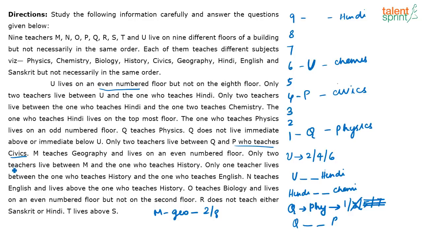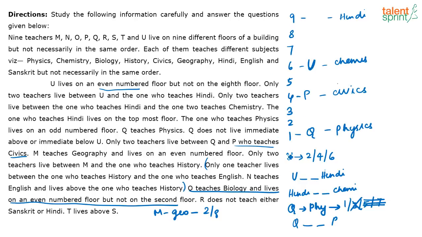Only 2 persons live between M and the one who teaches history. Only one teacher lives between the one who teaches history and the one who teaches English. N teaches English and lives above the one who teaches history. O teaches biology and lives on an even numbered floor but not on the second floor. See, I have not made use of these statements that were given in between; I have just kept them as such. There is a statement here which says that O teaches biology and lives on an even numbered floor and not on the second floor. So where can I place O?